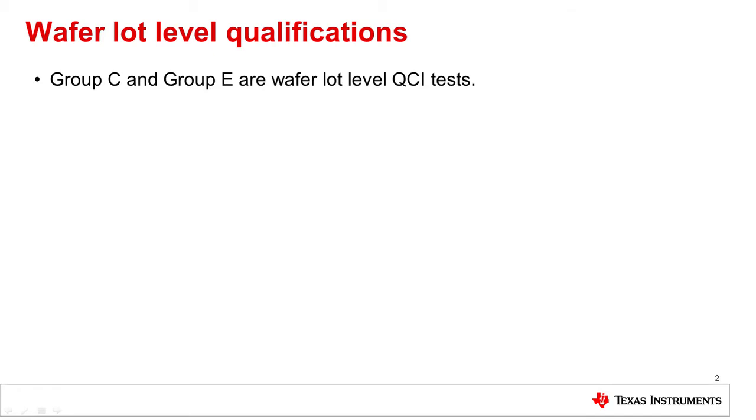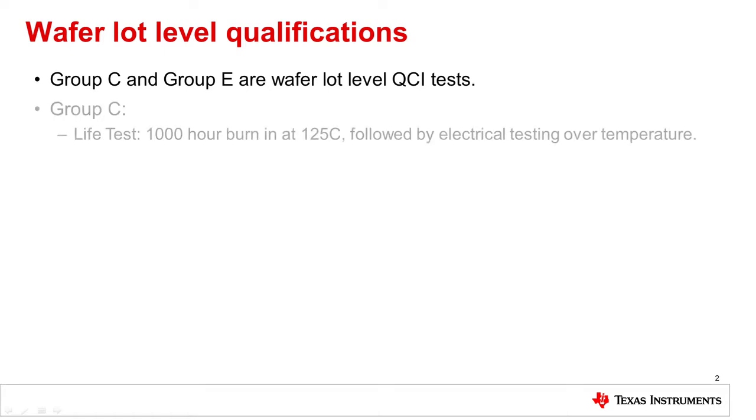In this video, we'll be discussing an overview of Group C and Group E QCI tests and the associated paperwork. In other videos of this series, we have reviewed Group A, B, and D. Group C and E are both wafer lot level Quality Conformance Inspection, or QCI, tests. This means they are done on every unique wafer lot of QMLV material, which can go on to form multiple assembly lots of finished goods.